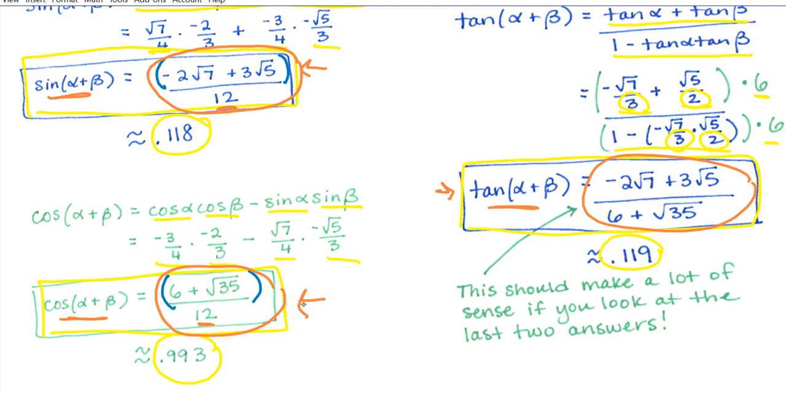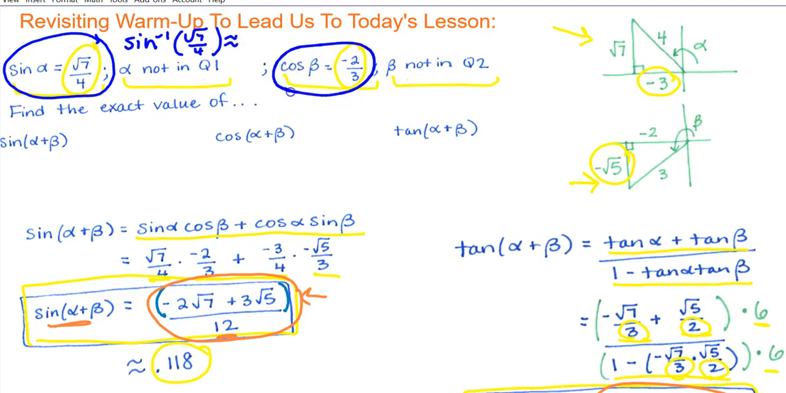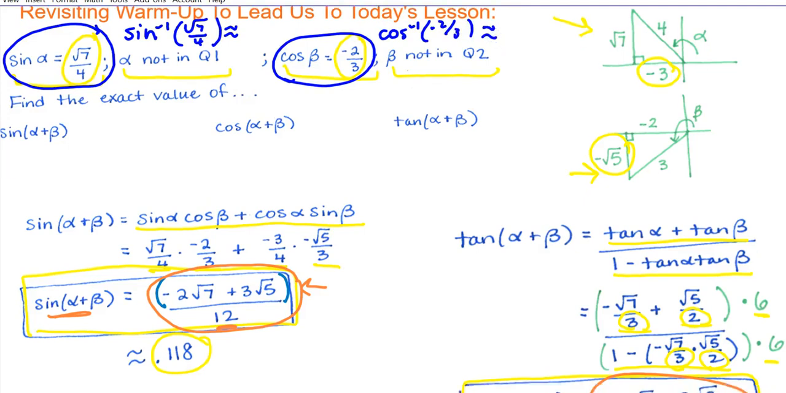How do we check those? So I was thinking, and some of you have suggested this in the past for a way to check the answers. What we could do is we could go back to this statement, sine of alpha is square root 7 over 4, and we could find the inverse sine with the calculator of square root 7 over 4, and that would give us the angle. Now it would be approximately something. And then we could do the same thing for this statement. We could go back and find the inverse cosine of negative 2/3, and that would approximately give us the angle. So that's what I'm showing you next.